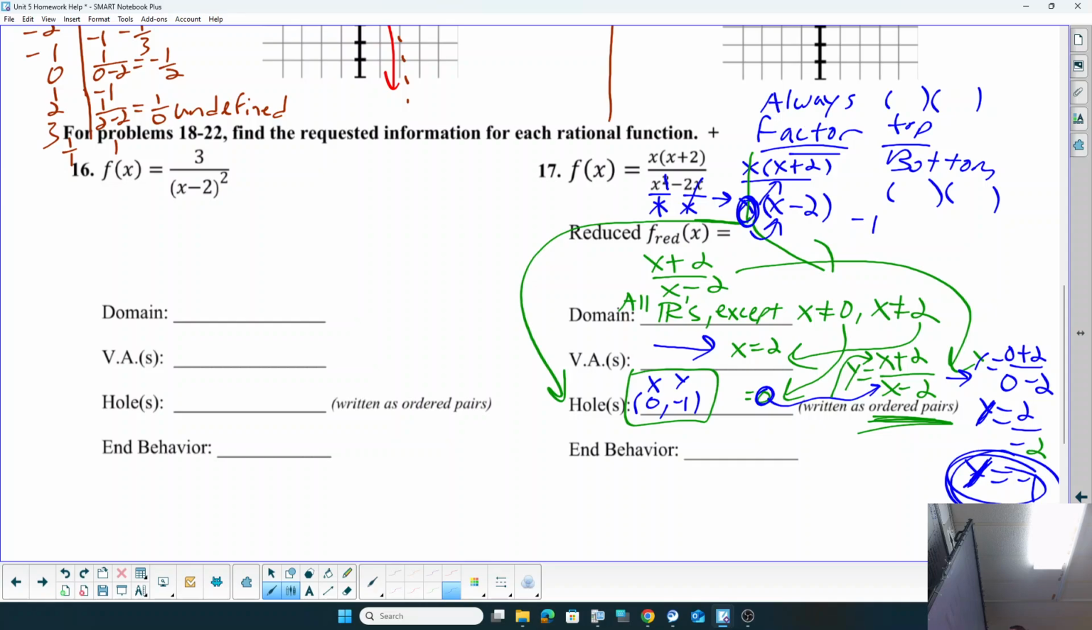Okay, what's our end behavior? Well, our end behavior is going to be, I don't see any squareds in there, right?